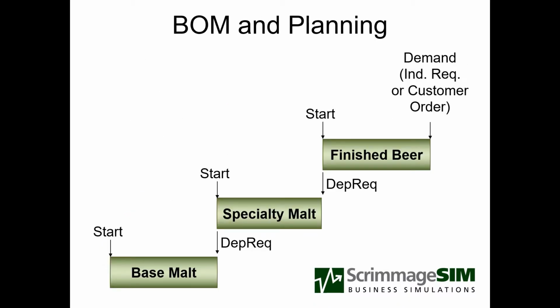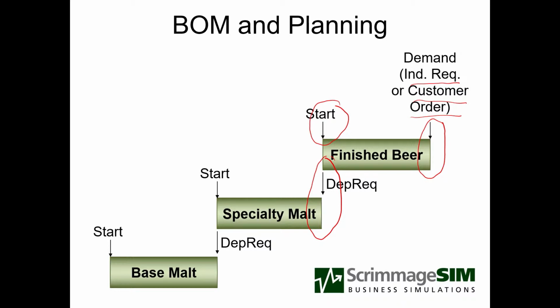In the planning process, demand is driven by independent requirements, which are the result of the sales and operations planning process. This is for the make-to-stock environment, or customer orders if we're talking about a make-to-order environment. The independent requirements or customer orders define the finish date for the final product, in this case finished beer. Using backward scheduling, this will determine the start date for the production order, and this is used to determine a dependent requirement for specialty malts.